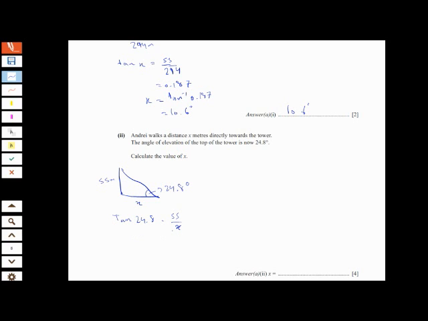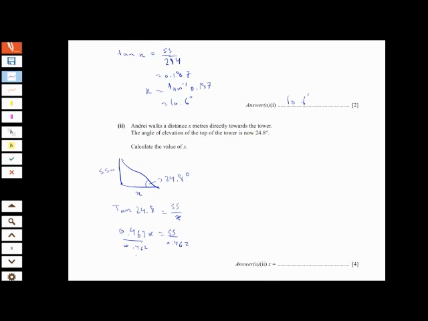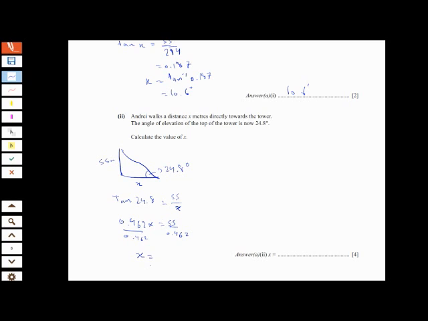So basically tan 24.8, sorry, is 0.462, and you multiply both sides by x, so it should be 0.462 times x equals 55. And now divide both sides by 0.462 to find x. And x would equal 119 meters.